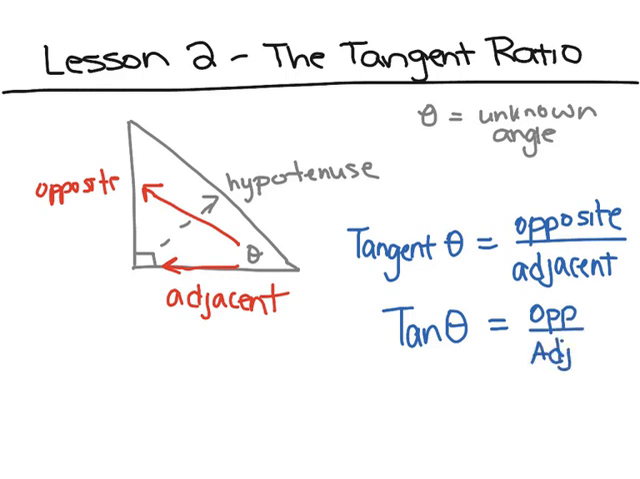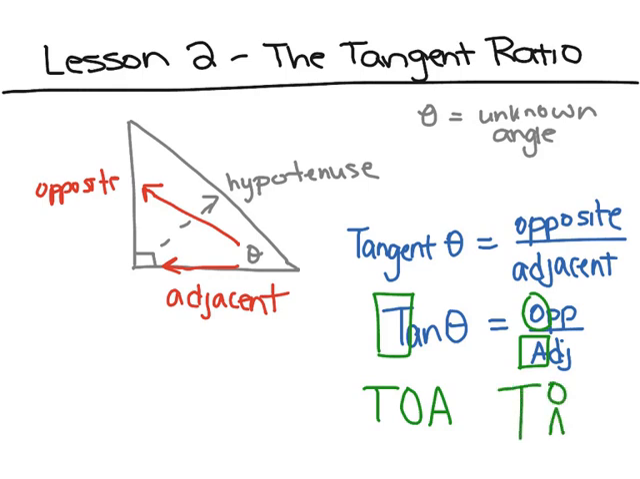Another way to remember this is T, O, and A. So T-O-A, so TOA, SOHCAHTOA. TOA is your tangent. And another way to write this is T-O over A. This is how I usually write it. So that's just a quick way to remember tangent.